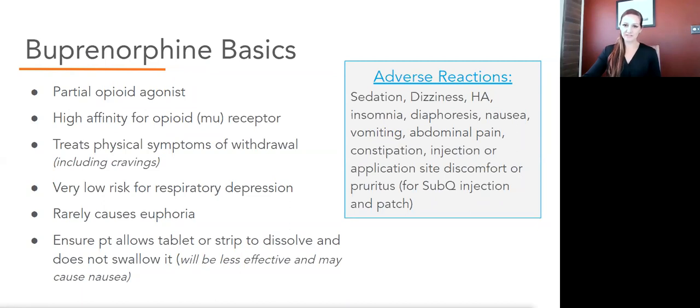So it actually has a protective effect, which is really cool, because if a patient is on Bupe and then they go and use a full agonist, because of the really high affinity that Bupe has for the mu receptor, they don't experience an overdose. The Bupe is bound so tightly to those receptors that they don't experience those same symptoms. So it's very cool in that way.